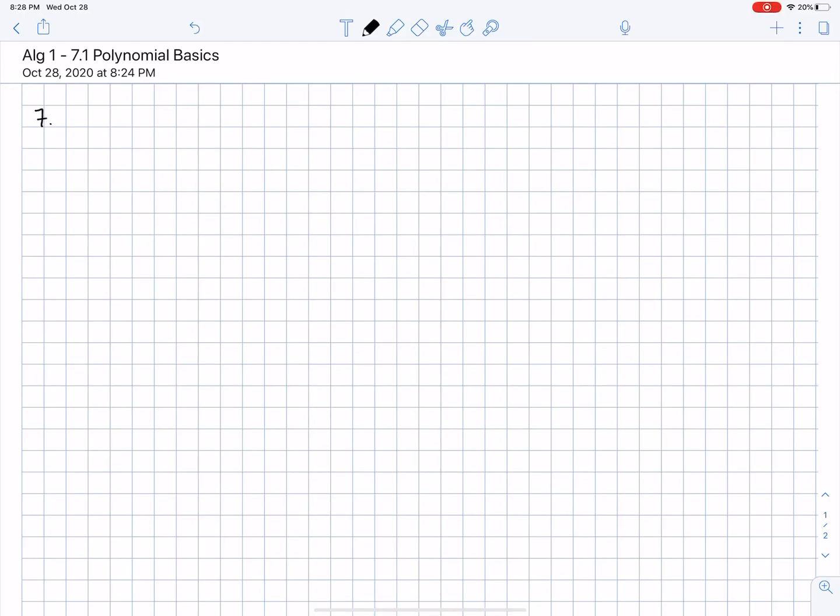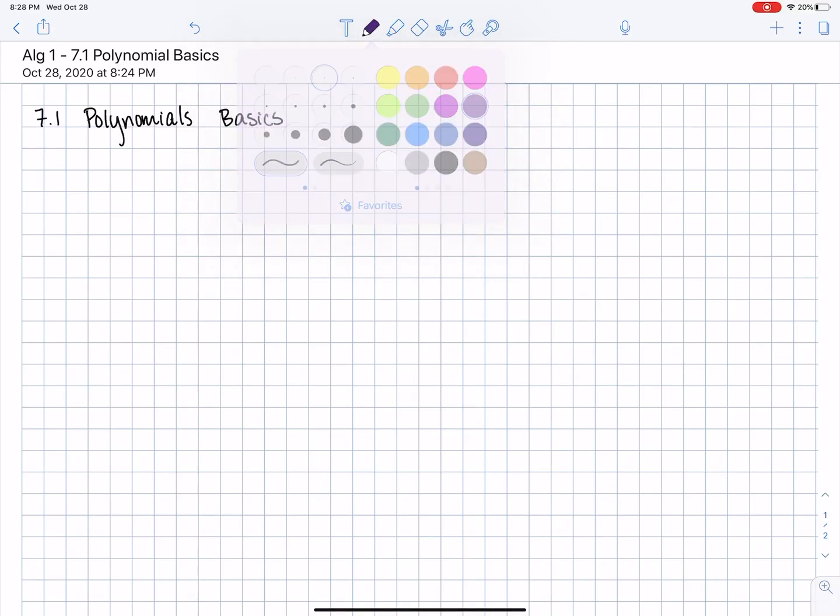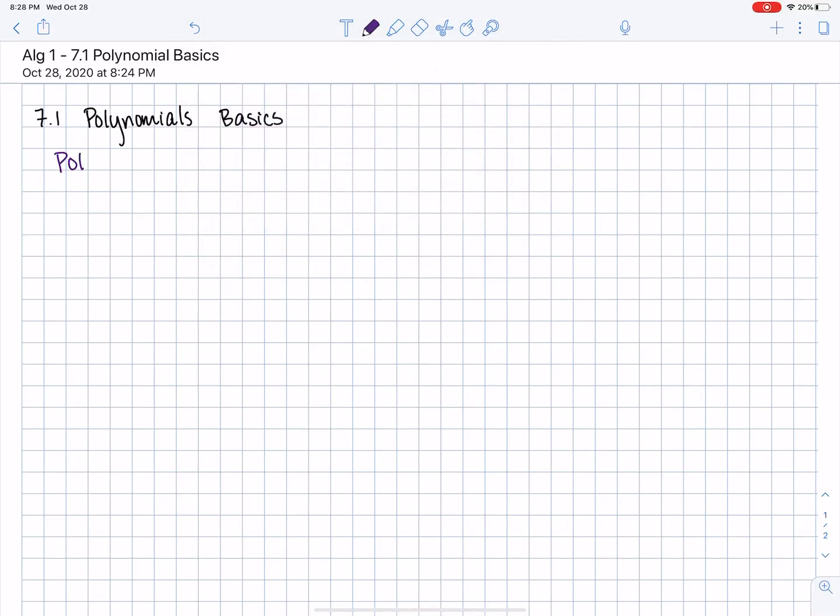Hello, Algebra 1. We have Chapter 7, Section 1. We are now going to be working with polynomials, and we need to go over some basics, vocab, things like that. First things first is that we have to go ahead and define that term polynomial. What is a polynomial?